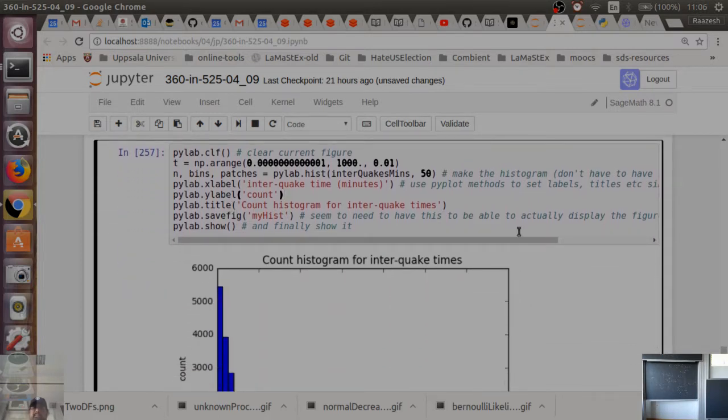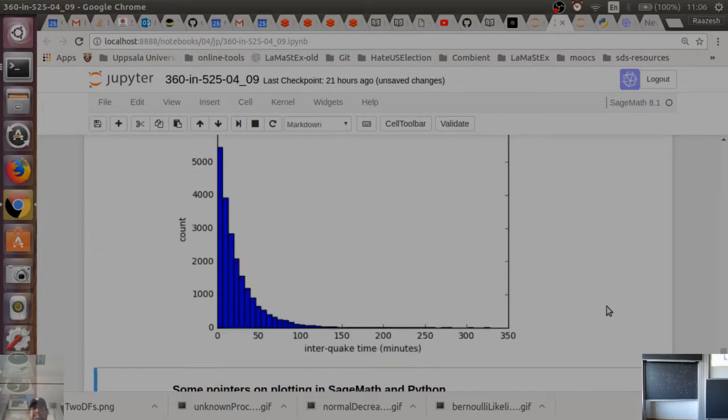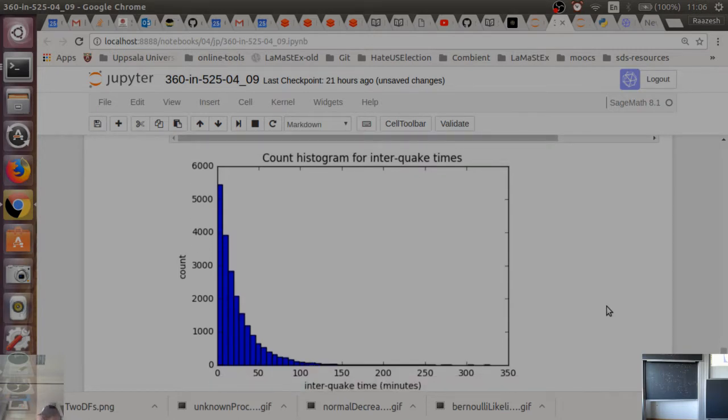So here is a count histogram for interquake times, but this is now in minutes. This is a little bit easier to interpret, because minutes is, I don't know, easier.